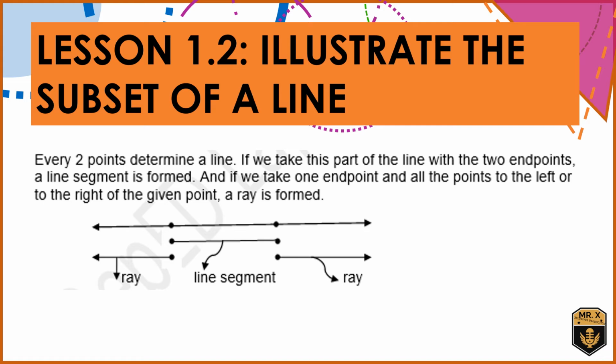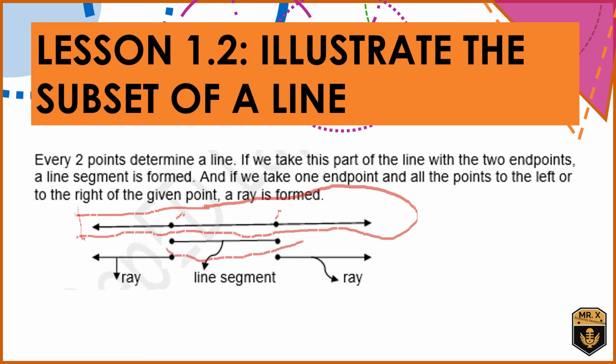Okay, let's read this first. Every 2 points determine a line. Okay, look at the first figure. There are 2 points there, no? There is a line there, with two points. This point, this point. If we take this part of the line with the 2 endpoints, a line segment is formed. Now, if we start from the two points, the object that is formed is called a line segment.